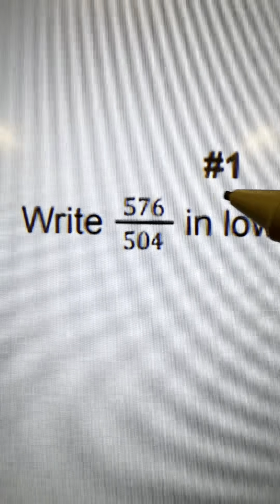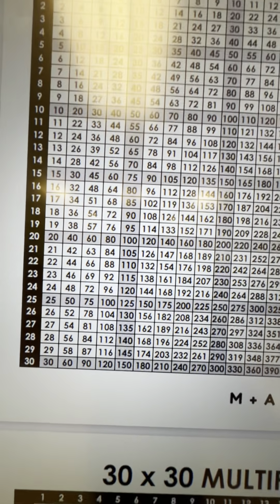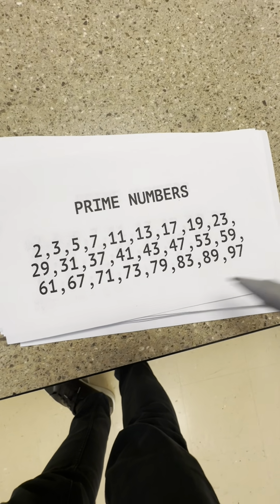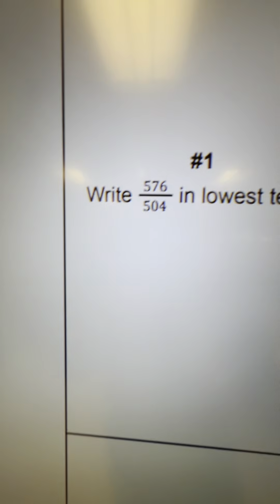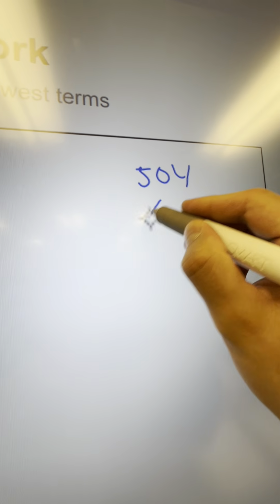I'm going to show you how to write a big fraction like this into lowest terms. And we're going to be using prime factorization. I'm going to be using a multiplication chart to solve this problem, as well as this list of prime numbers up to 100. So the first thing I'm going to do is take my two numbers, 576 and 504, and do the prime factorization for each one.